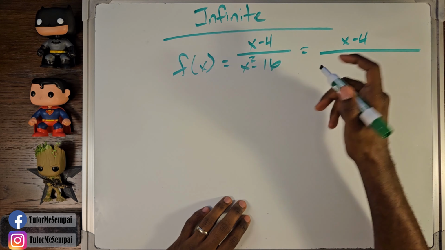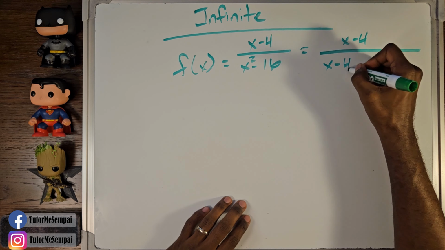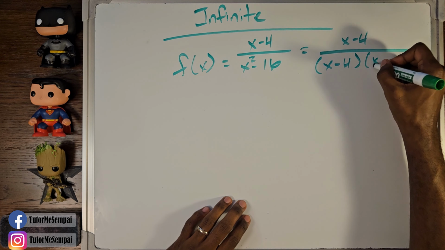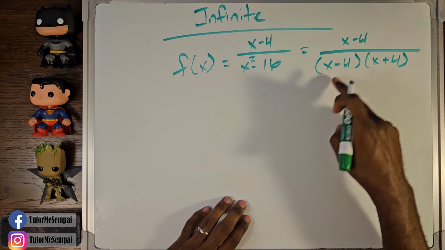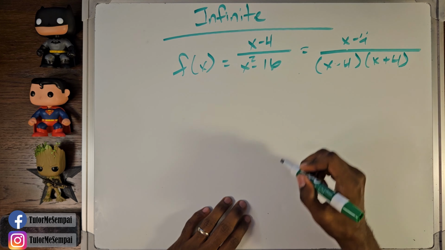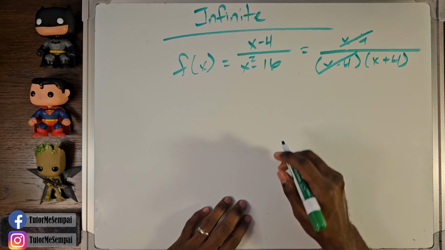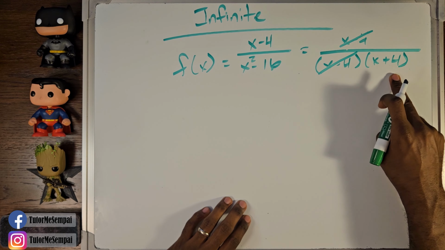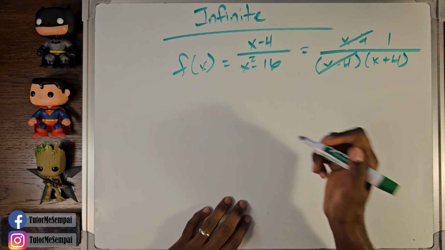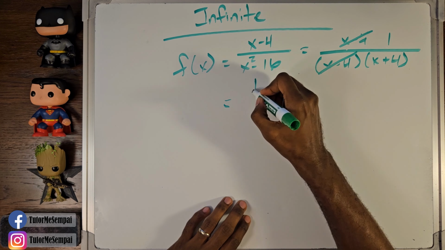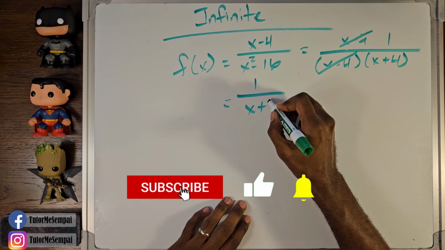X squared minus 16 is going to have x minus 4 and an x plus 4. And notice that x minus 4 exists top and bottom. That can be removed. So we're going to have just x plus 4 on the denominator where we have a 1 in the numerator, which means our function kind of looks like this, 1 over x plus 4.